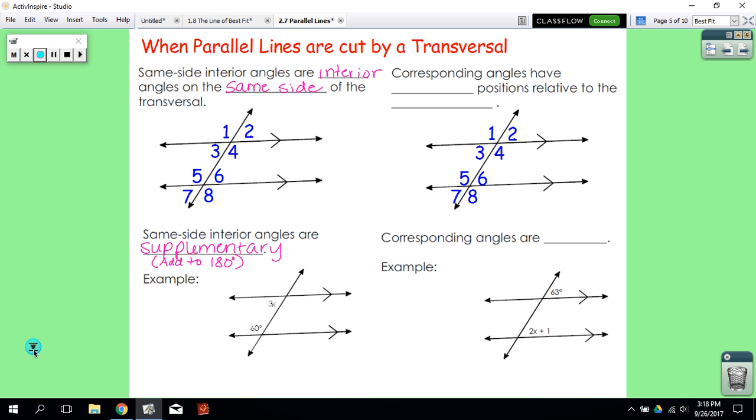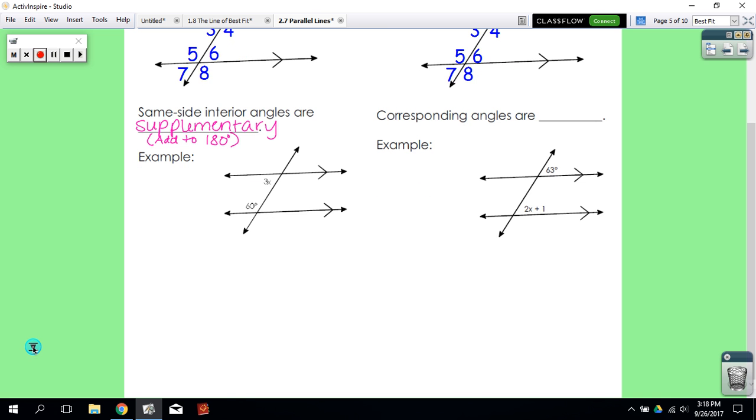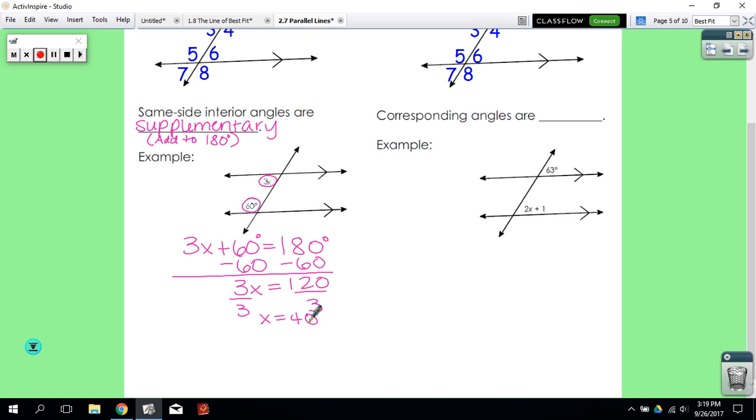So as an example down here, let me slide this up a little bit. We know that these two angles right here are same side interior. So we know that if we take 3x plus 60, we get 180 degrees. So 3x plus 60 is 180. If we subtract the 60 from both sides, we get 3x is equal to 120. Divide by 3, and x is equal to 40.